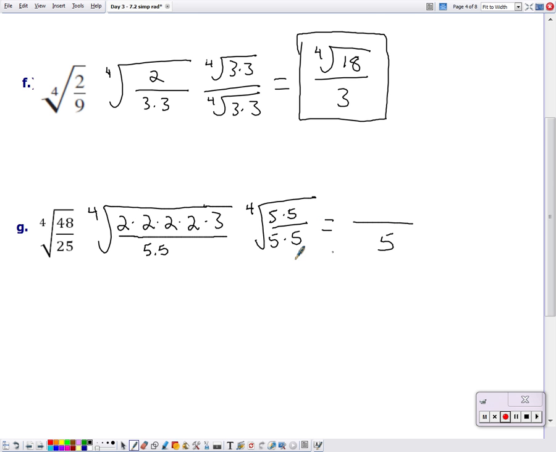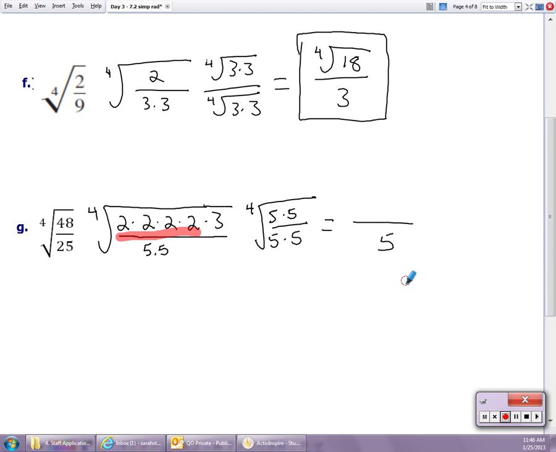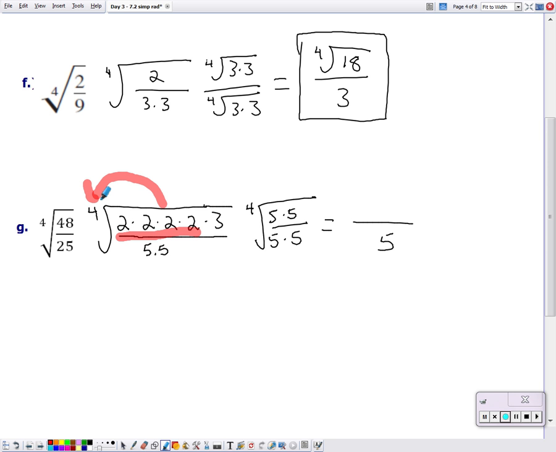When I look at the numerator, I notice this is the fourth root, and I have four 2's. I'm going to take the 2 out, so it goes in front of the radical. And inside the radical, I'm going to have 3 times 5 times 5, which is like 3 times 25, which is 75 inside the radical.